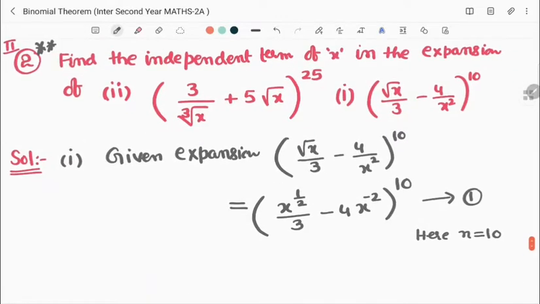So what is the procedure to calculate the independent term in the given expansion? First, write the given expansion and find the general term. After finding the general term, to find the independent term, the power of x in the general term should be equal to 0. If you take it like this, you will get the r value. After getting the value of r, substituting in the general term, you will get the term independent of x.